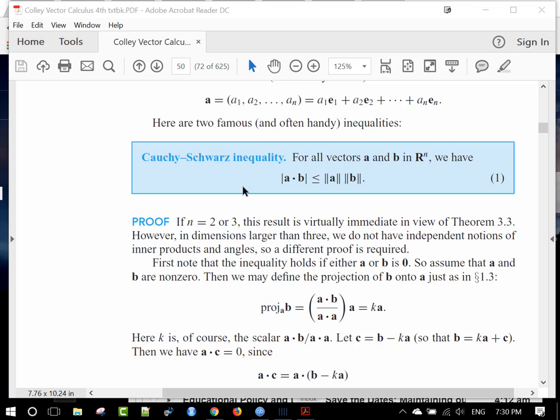Then we can define the projection of B onto A. So we have the dot product, so what we mean by the projection of B onto A is the same as we meant before in terms of this formula. And this is going to be a scalar, so it's going to be some scalar K times A, which they've written like that. Now we're going to define C to be the displacement vector from Ka to B, right? That's what this means. So, in other words, B minus Ka, and then of course that means that B equals Ka plus C.